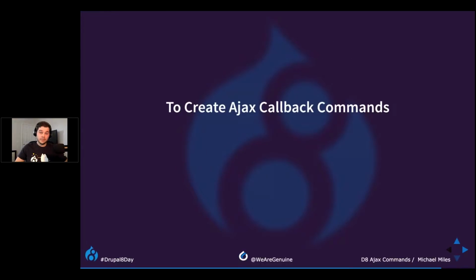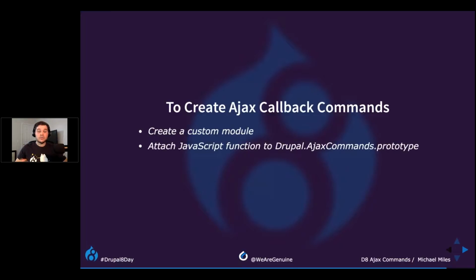To create your own callback commands, you need to create a custom module. You have to create a module. There's no other way about it, but you don't have to write a lot of module code. You have to write a JavaScript function that attaches itself to that Drupal.AjaxCommands prototype, making sure it accepts those 3 arguments of ajax, response, and status. And you have to write a PHP class that implements the command interface and agrees to that contract with the render method and the associative array.